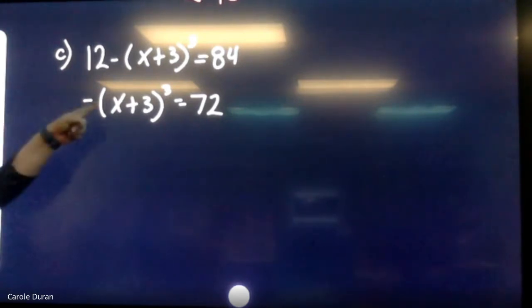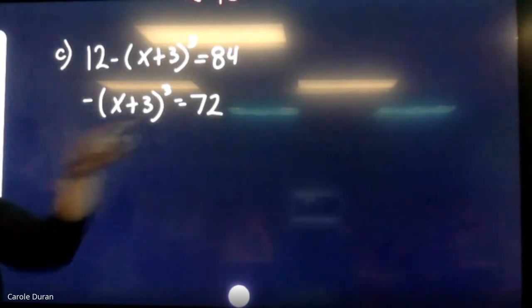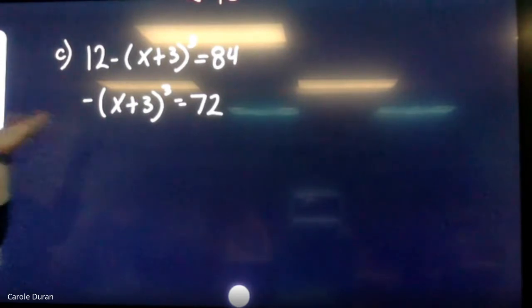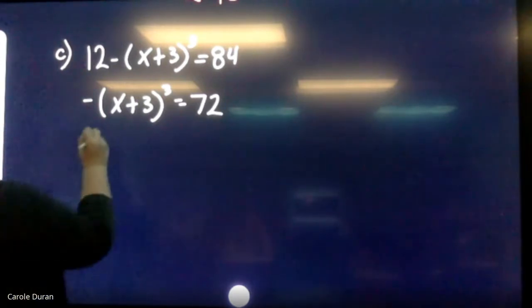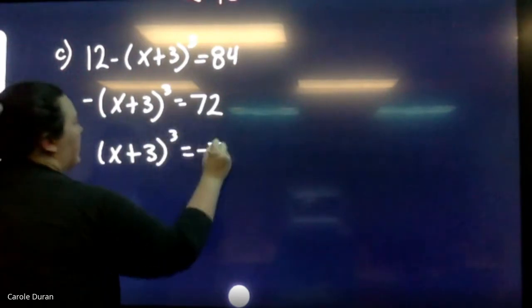Do I want to distribute it or do I want to get rid of it? I can't distribute it unless I cube the parentheses, and that seems like a lot of work right now, and it's probably not even what I really want to do. So maybe we should try getting rid of it. How would I get rid of it? Divide negative 1 from both sides. Good. When I do that, I'm left with the quantity x plus 3 cubed equals negative 72.